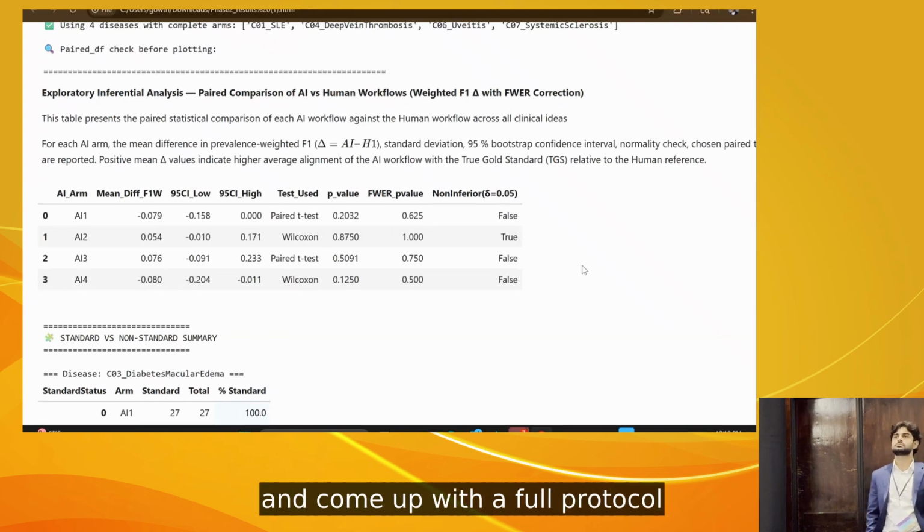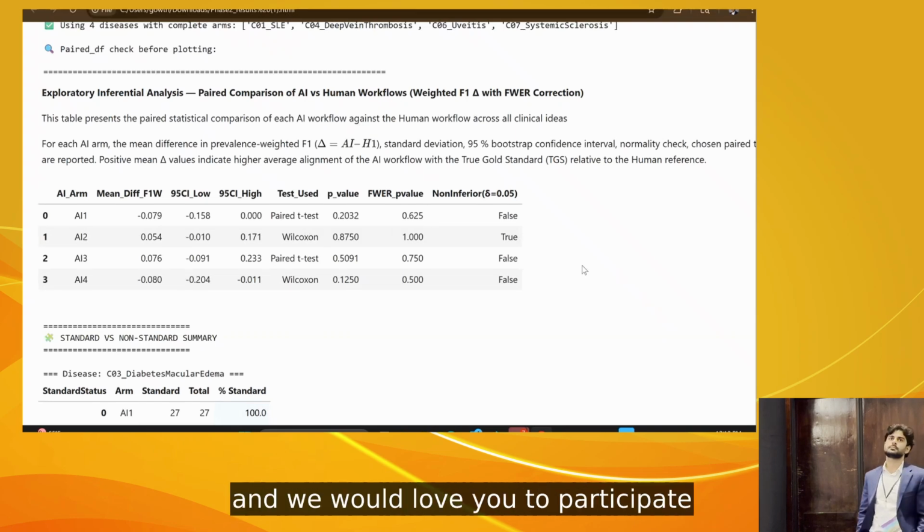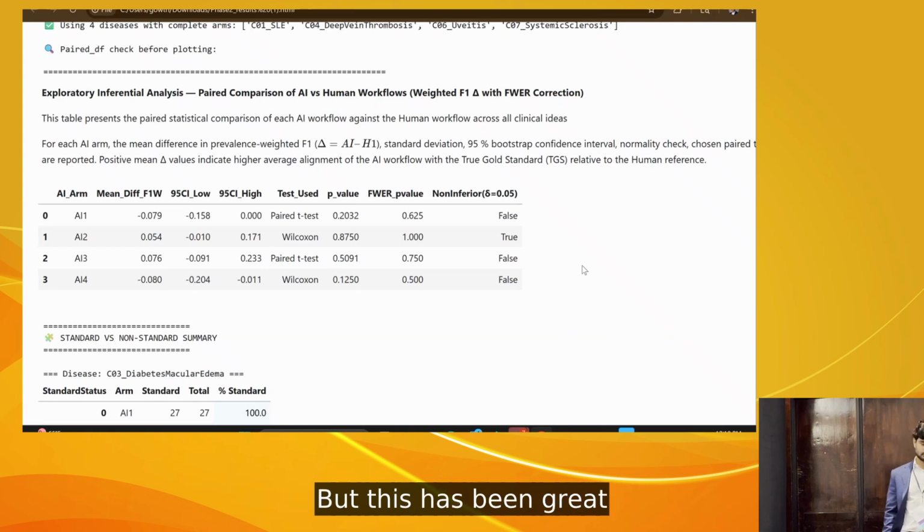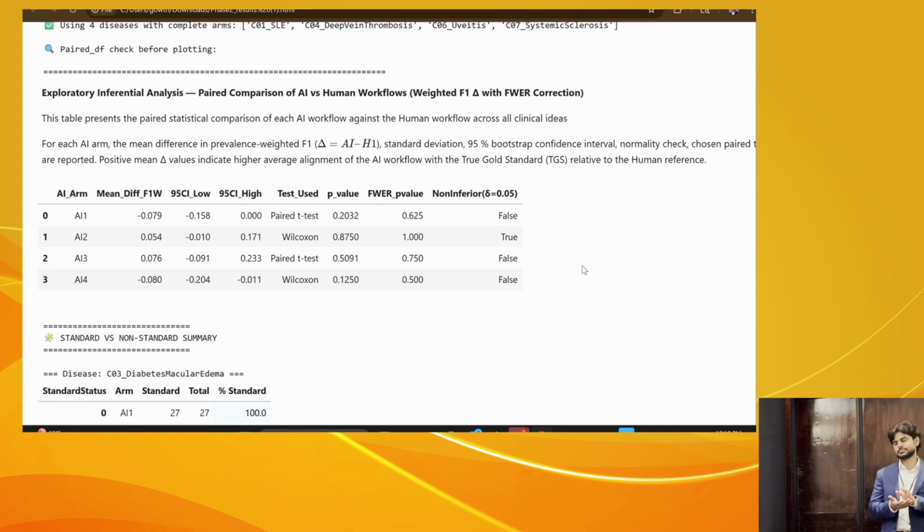We'll take all of that and come up with a full protocol, and we would love you to participate in any capacity. But this has been great, and thank you so much again for coming.